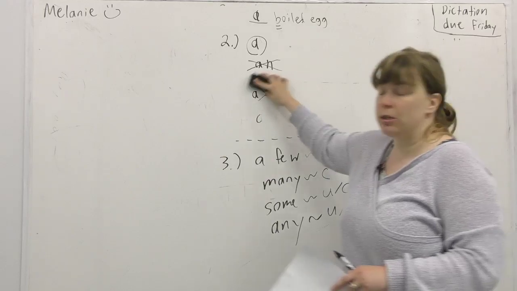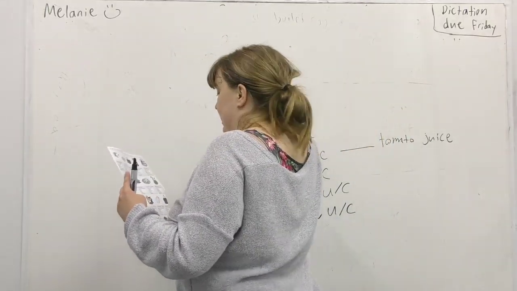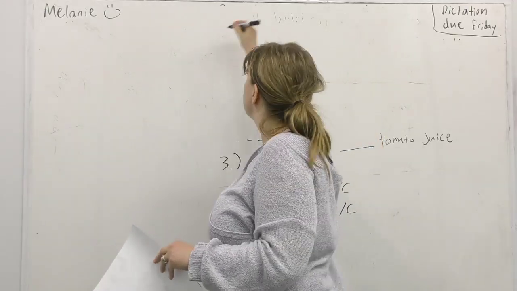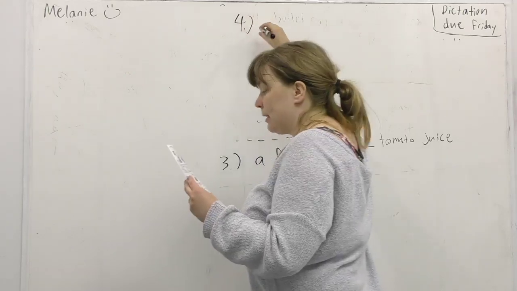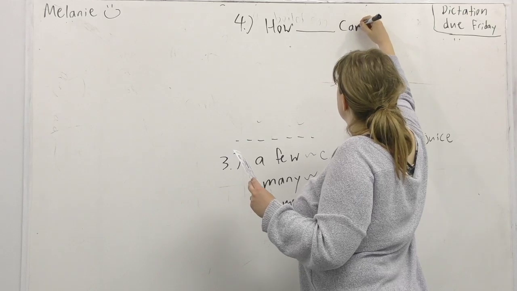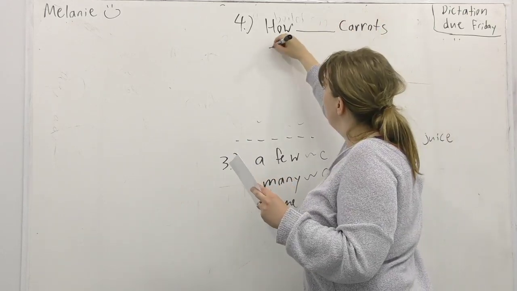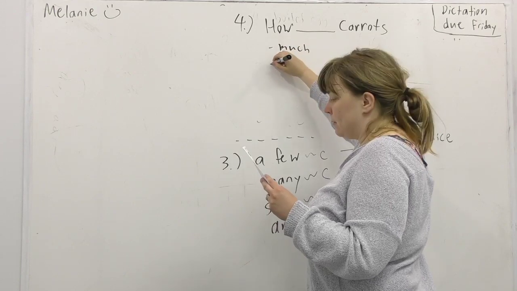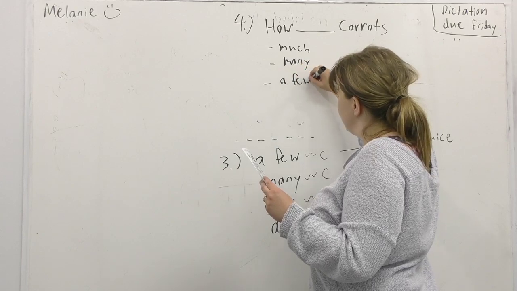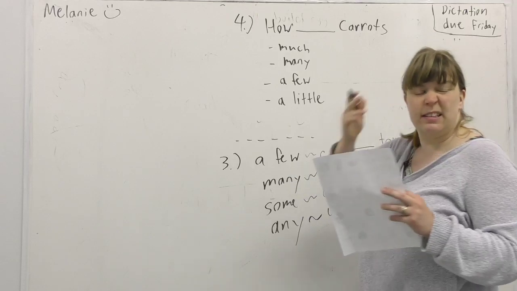Okay, let's get rid of number 2. And let's see. Let's do number 4. How blank carrots? Okay, we have much, we have many, we have a few, we have a little.